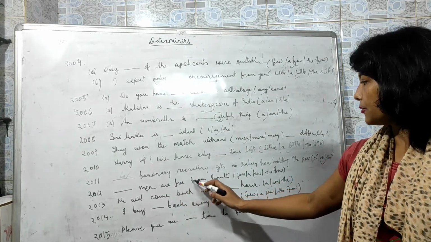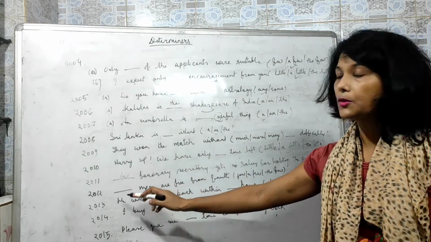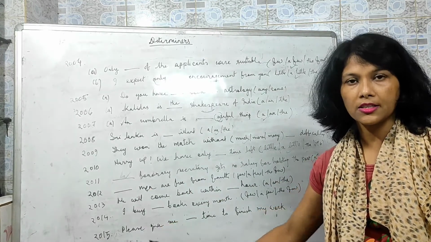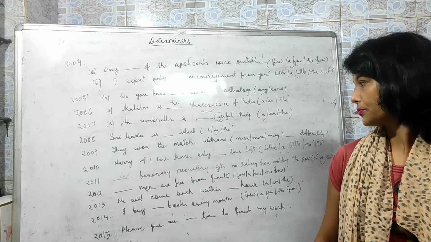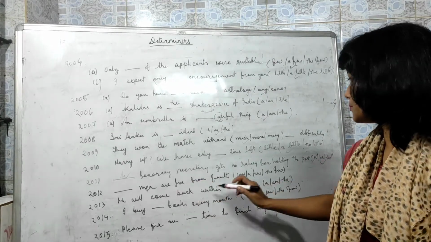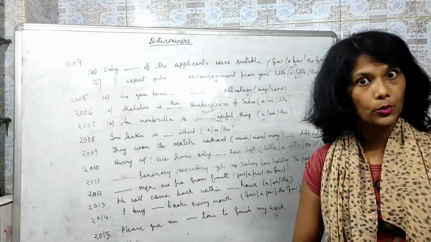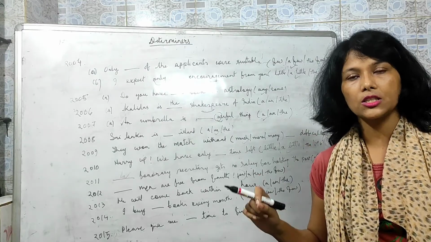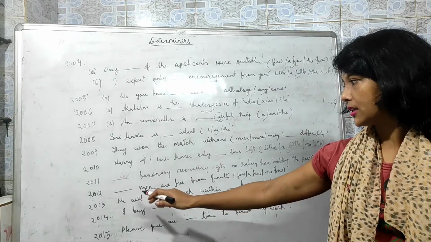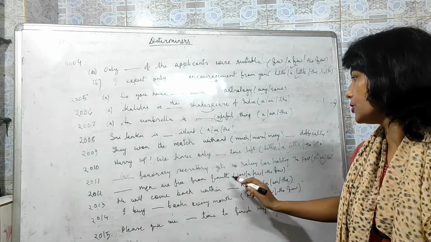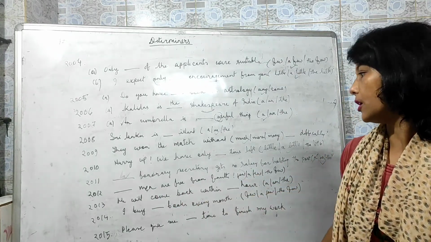Dash men are free from faults. So, here no man is free from fault. Is there any man who is not free from fault? No. So, here you are using few. Because few, I told you, few is used with rare or none. So, no man is free from fault. Few men are free from fault.